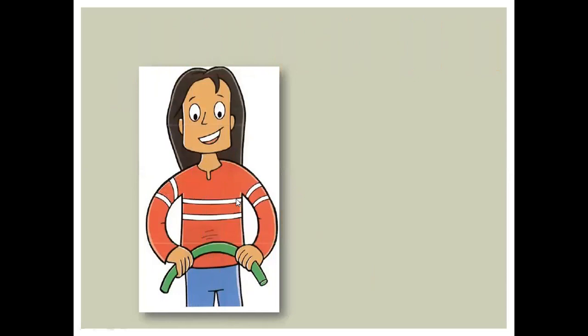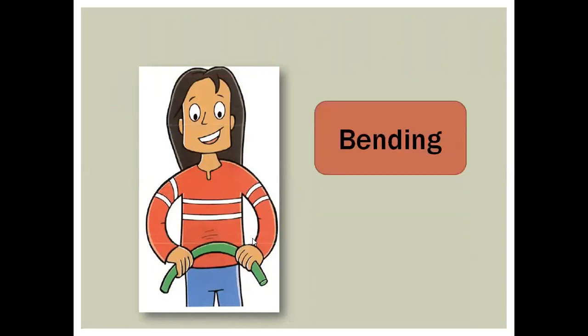See the first picture in your book on page number 28. What is the girl doing with the metal rod? She is bending it. What is she doing, boys? She is applying force on the material and she is changing the shape of this material. How is she changing the shape? By bending it into a different shape. She is applying force and she is bending the material to change its shape. Okay.